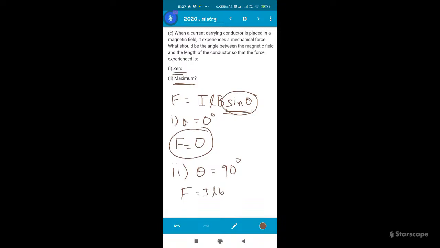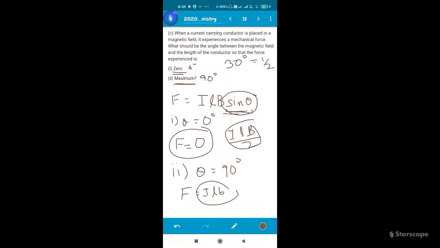Now you might ask why I am not taking values such as 30 degree and 45 degree. Okay, let me do it with 30 degree. Sin 30 degree is half, isn't it? So I am getting ILB by 2. Is it maximum? No. This is the maximum value, isn't it? Sin has a minimum value at 0 degree and a maximum value at 90 degree. So I am taking those two extreme values to get my answer. I hope it is clear. So in the first case it will be 0 degree and in the next case it will be 90 degree.